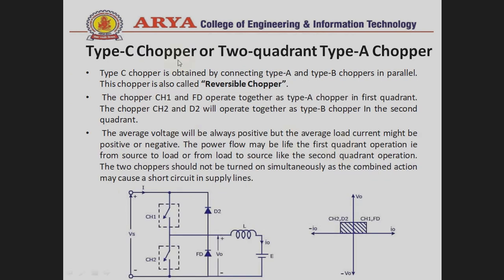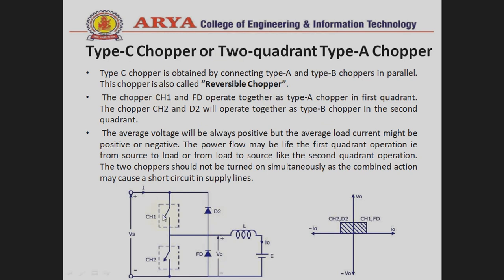Third one is the type C chopper. It is known as two quadrant type A chopper and also known as reversible chopper because it is the combination of type A and type B chopper. It means in the type C chopper we connect the step up and step down chopper in parallel form. This is the circuit diagram.